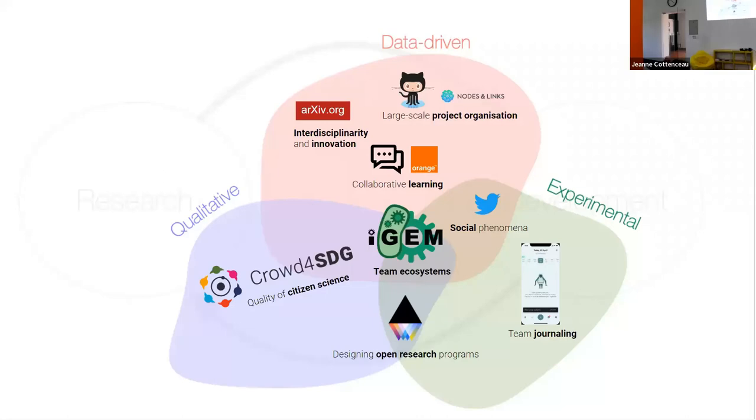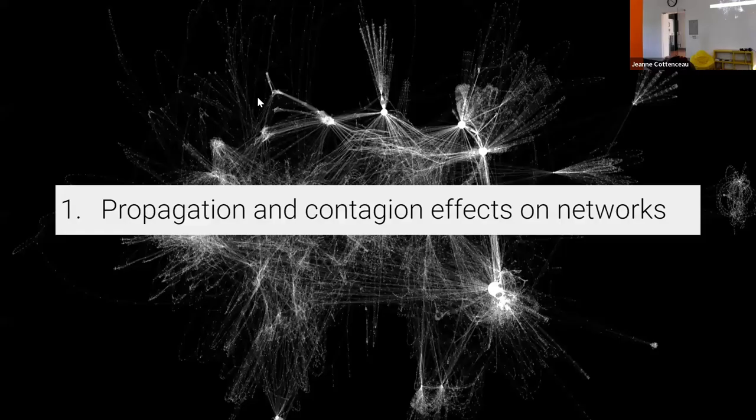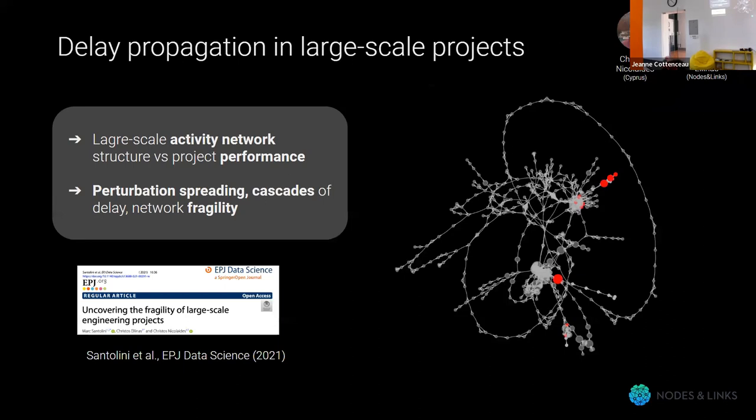And so I'm going to show you the five main areas that we cover with this kind of approach. The first area I'm interested in is: when you have a network, how can you propagate, how can you have contagion effects? Obviously everyone knows about COVID, so you know about contagion, but we apply similar questions to less traditional data sets.